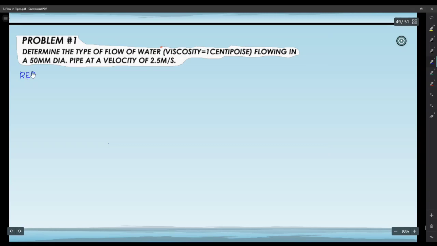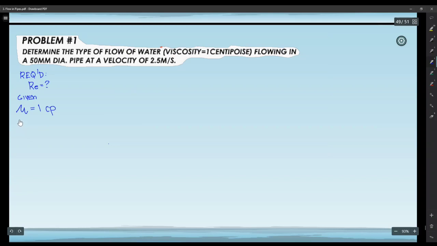So before we can do that, we need to solve first for the value of its Reynolds number. So given dyan yung viscosity. Hindi natin alam kinematic o absolute viscosity ito, but the centipoise is a unit of absolute viscosity or yung mu natin. So 1 centipoise, isulat na lang natin siya as 1 cp.